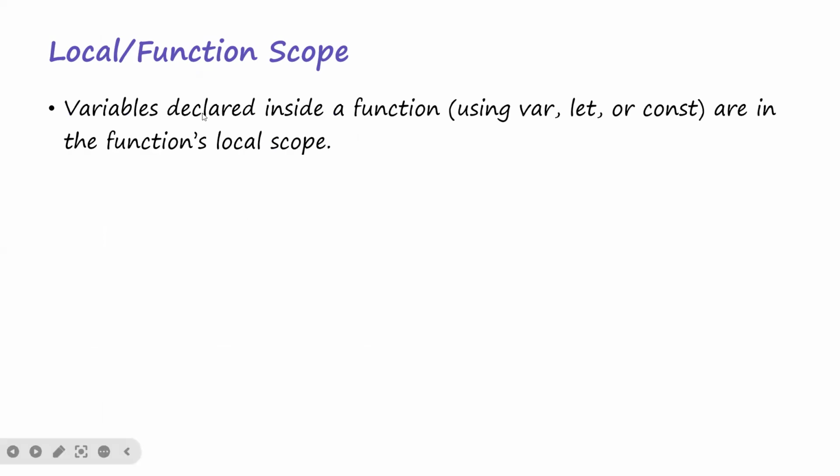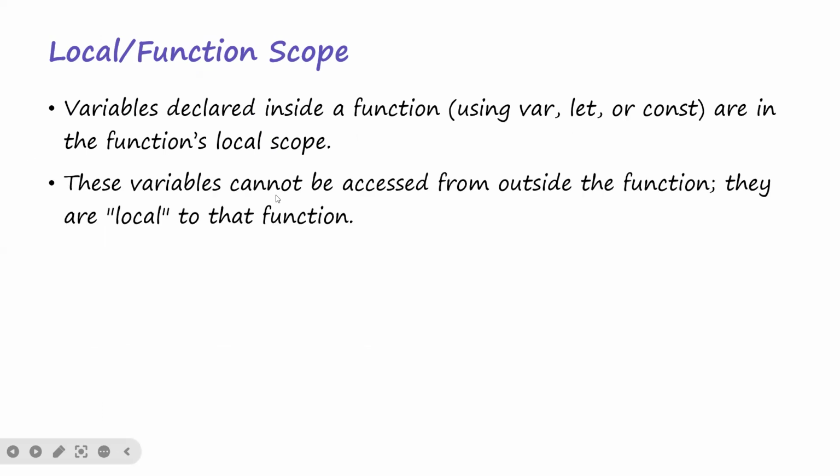So we also have the local or the function scope, which covers any variable that is inside the function. The scope of a function starts from the declaration of the function. Variables declared inside a function using var, let, or const are the function's local scope. These variables cannot be accessed from outside the function. They are local to that function.